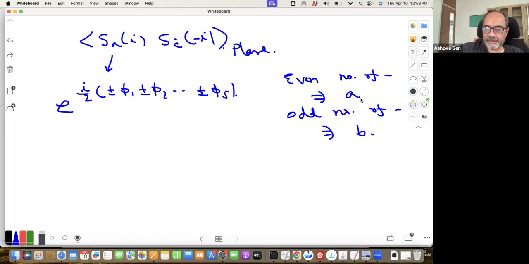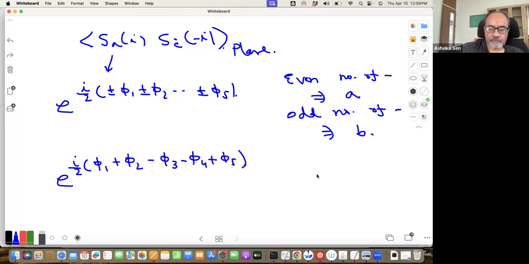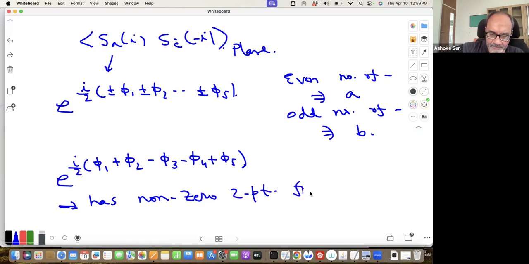Now let's pick an element of A. Okay, let's take e to the i by 2 times phi 1 plus phi 2 minus phi 3 minus phi 4 plus phi 5. Okay. So with what will it have a non-zero two-point function? This is in A, right? This is of type A.